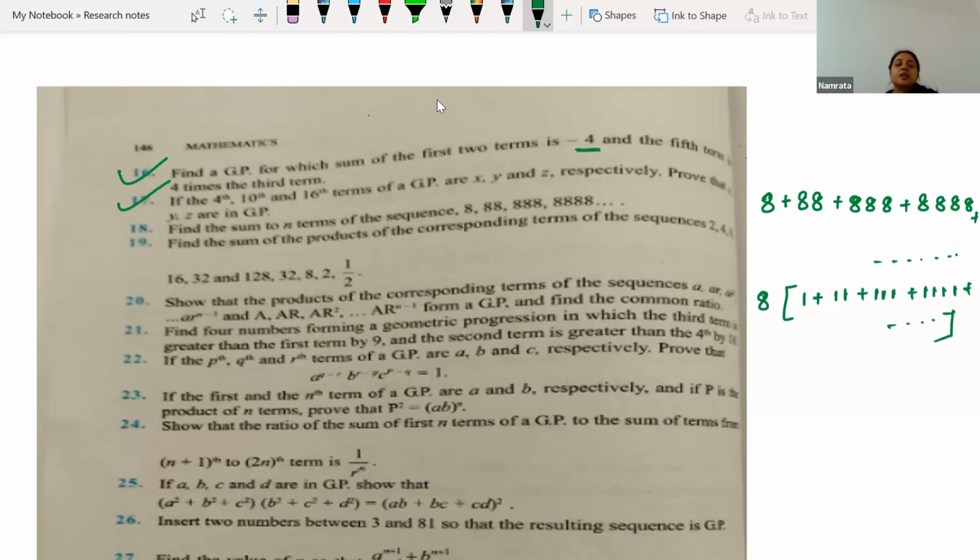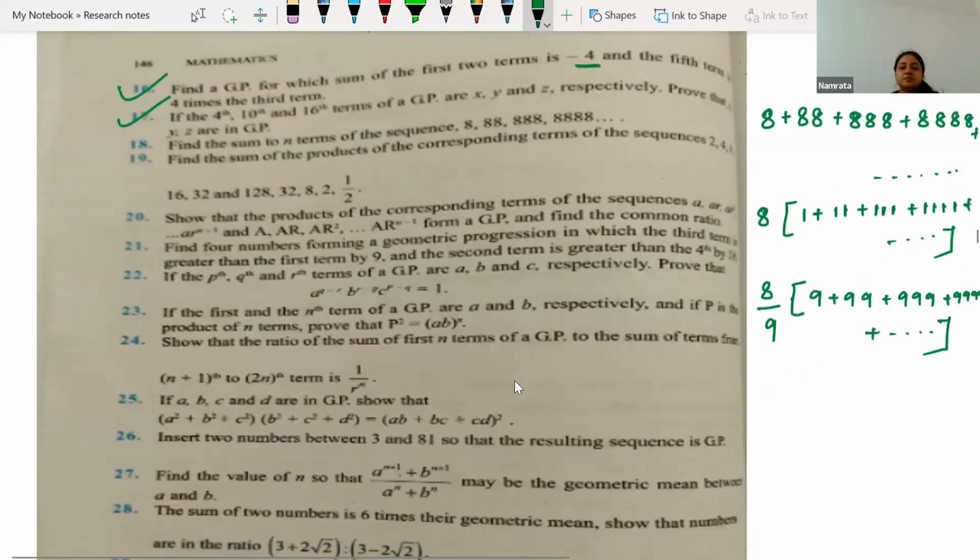Yes, ma'am. Now, if we multiply and divide it by 9, we will be having 8 by 9, and I am going to multiply by 9 also. That 9 which I multiply, I am going to introduce in the bracket. So we will be having 9 plus 99 plus 999 plus 9999 plus dot dot dot. Is it clear so far? Yes, ma'am.